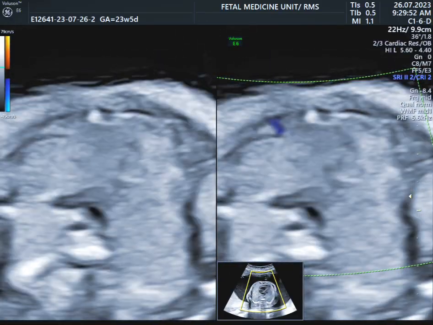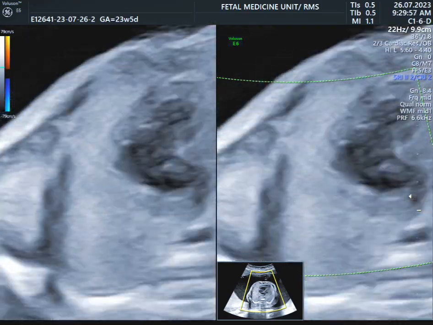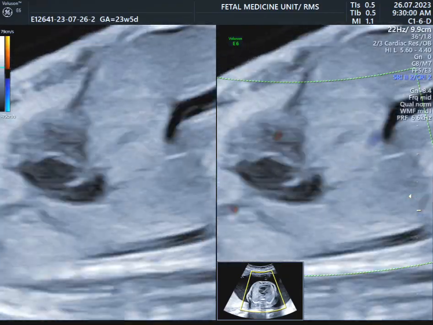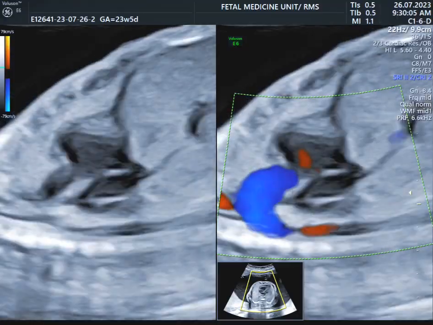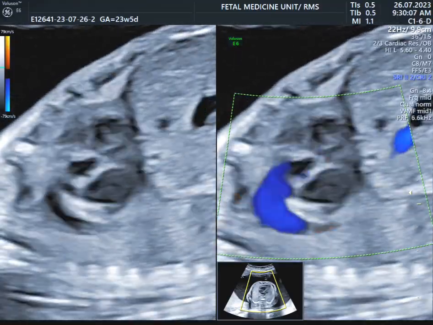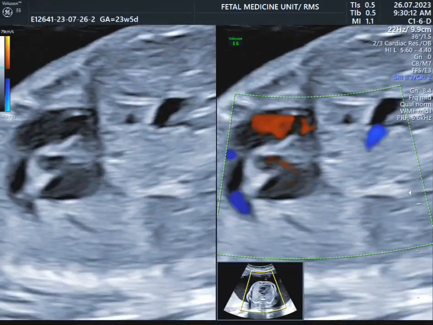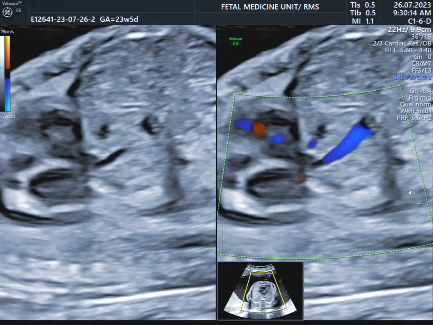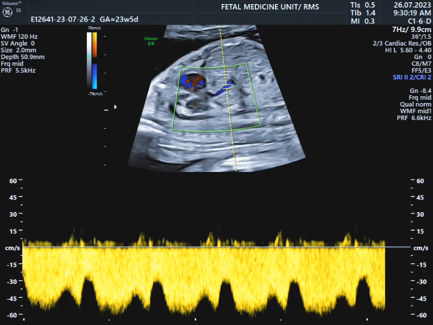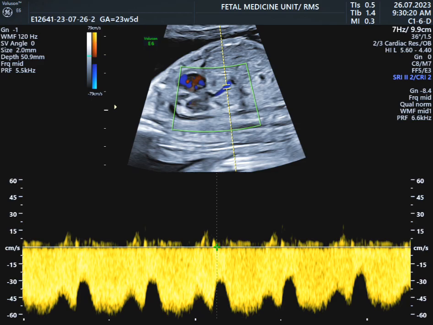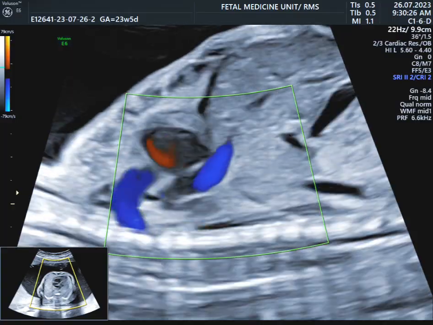Then the heart: this three vessels view is obligatory to obtain according to the ISUOG guidelines. Then we get the sagittal view. This is the aortic arch, and we see the left subclavian artery, then the common carotid artery. The arch is very nice. Then we get the ductus venosus. It's very important to demonstrate the presence of the ductus venosus, and the pressure is very low.